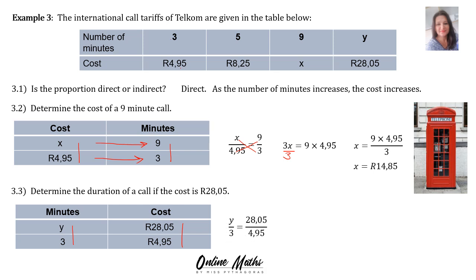And then again, you're going to cross multiply. So 4.95y is 3 times 28.05. And then again, to make y the subject of the formula, you're going to say divide by 4.95. What you do on the left, you do on the right. And then therefore, your answer y is 17 minutes.